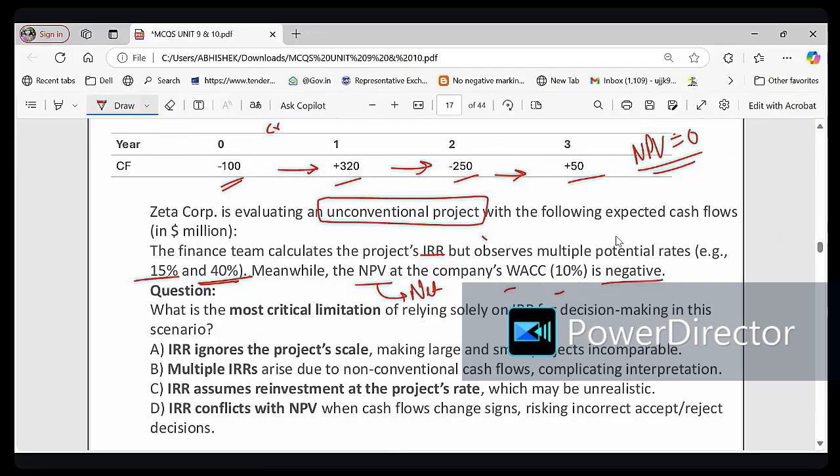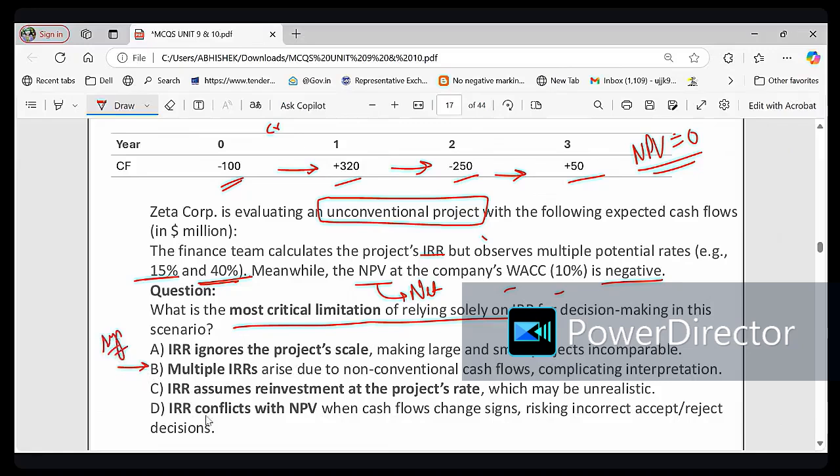So what do you think the correct answer is? Option A. So see, option B says that multiple IRR arise due to non-conventional cash flow, complicating interpretation. Most critical limitation of relying solely on IRR, right? IRR can mislead you. Option B is a symptom. You see, multiple IRR is a kind of symptom.